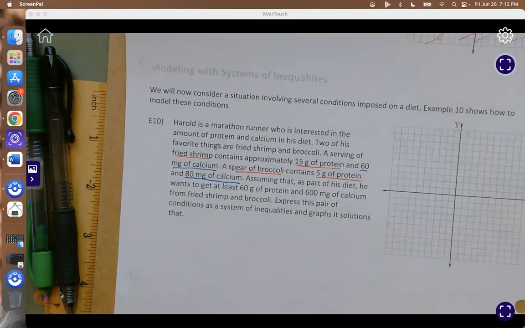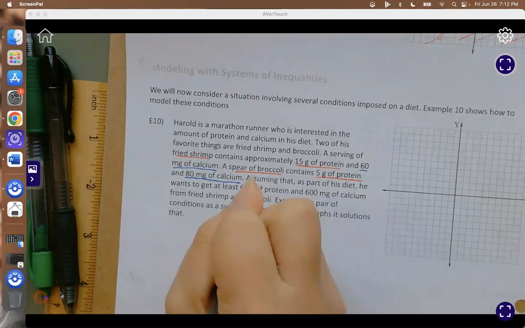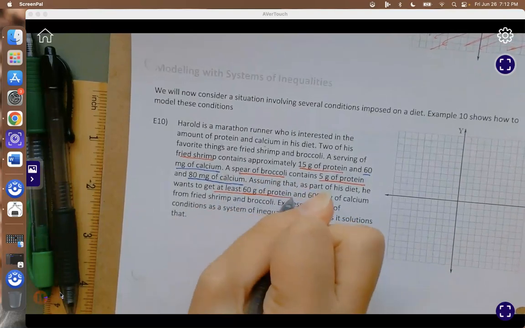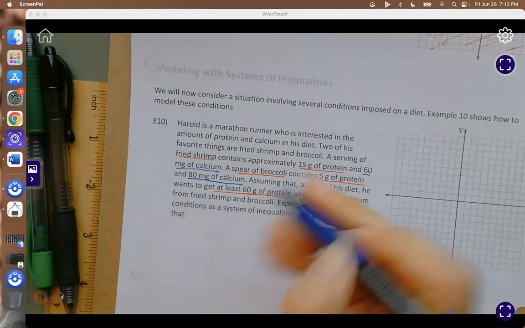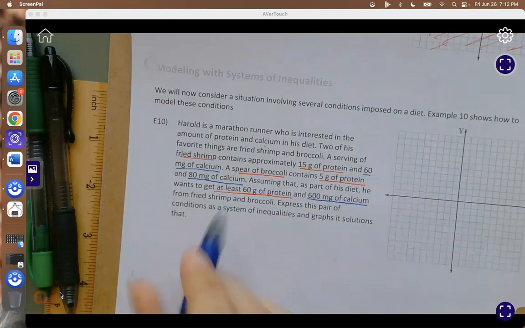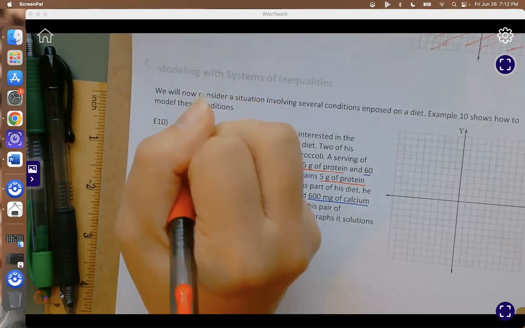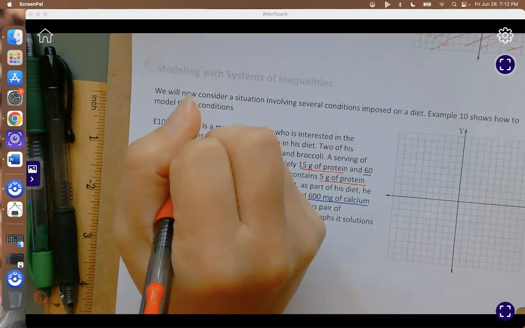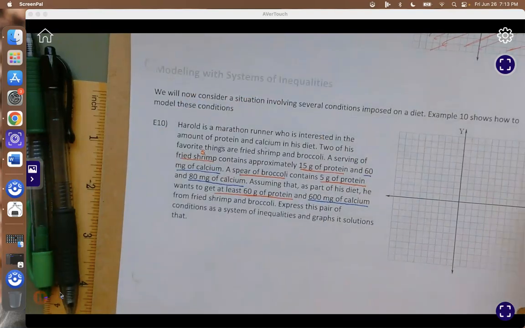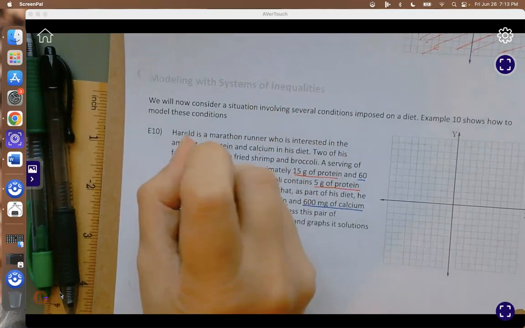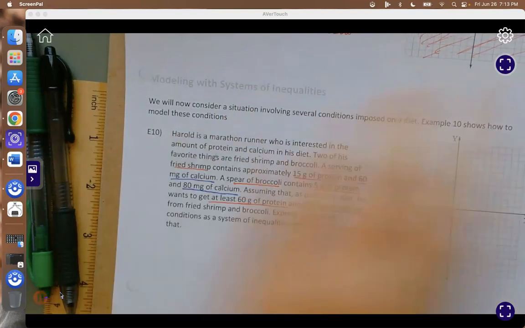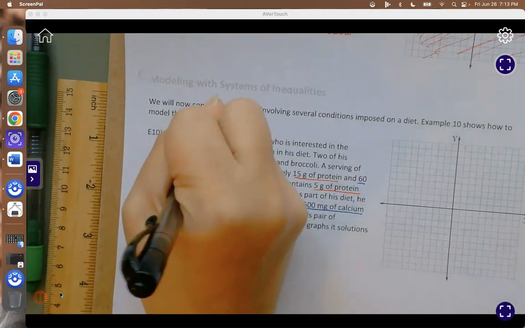Assume that as part of his diet he wants to get at least 60 grams of protein and 600 milligrams of calcium. So at least that. Okay, so we're going to let the two things that we're looking at here, we're going to let the fried shrimp be S, which would be our X. So let's just make it an X. We're going to let fried shrimp be our X and broccoli be our Y.